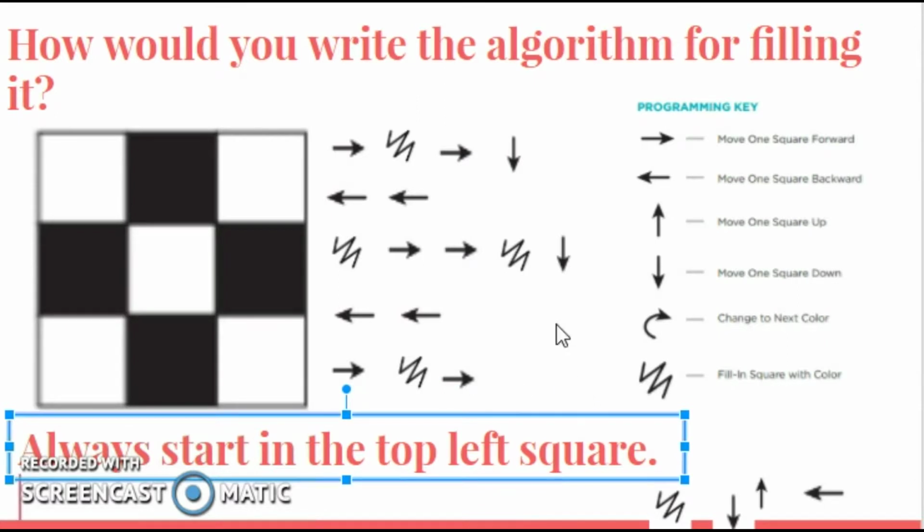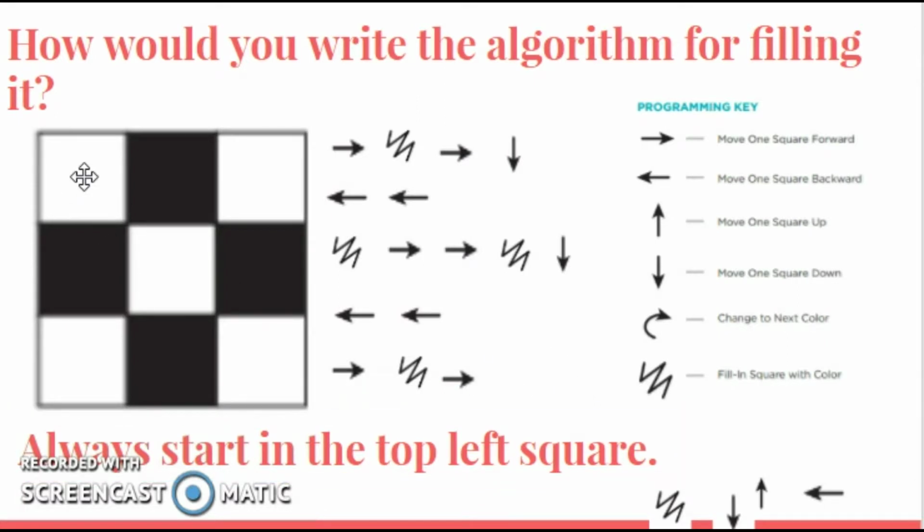And voila. So let's go through and make sure that we have everything. So we started here, and then we did move forward, fill in, move forward, go down, go back two, and then fill in, move forward, then fill this one in. Then we go down again, and then we're going to go backward two, and then we go forward one, fill in, and forward. Okay, so now you guys should have the basic idea for this.